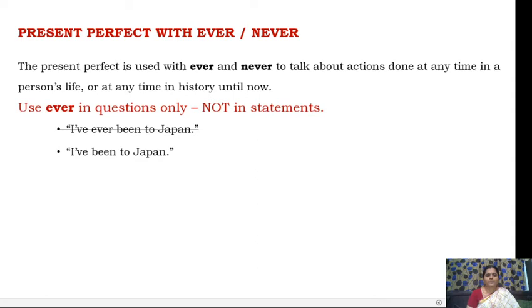Use ever in questions only. So when you are trying to use this ever in present perfect tense, then you have to use this in questions only, not in statements. So we should not use this ever in statements. For example, see here, I have ever been to Japan. So this is a wrong construction of the sentence because it's a statement. We should not use ever in statements. Instead, we can say, I have been to Japan.